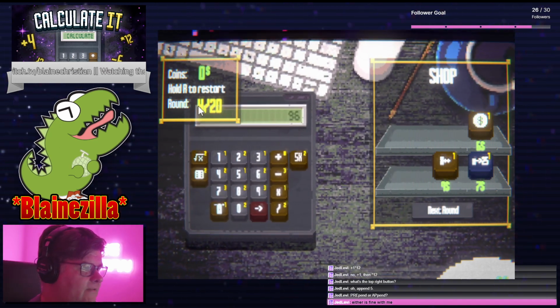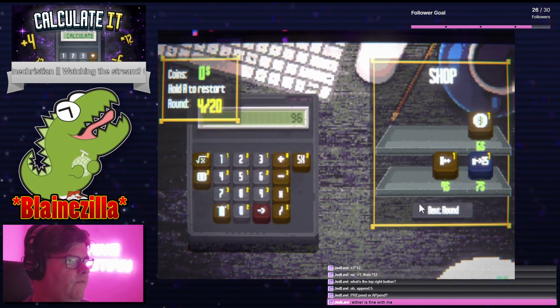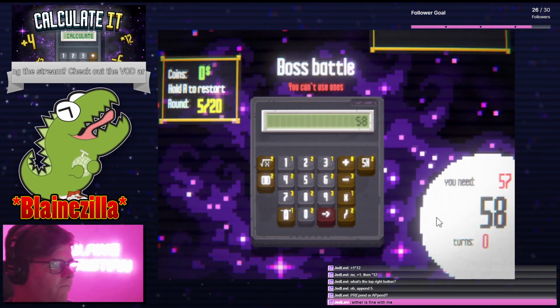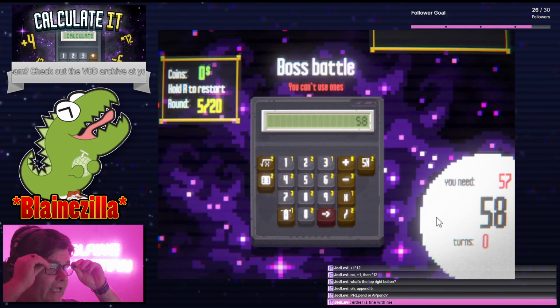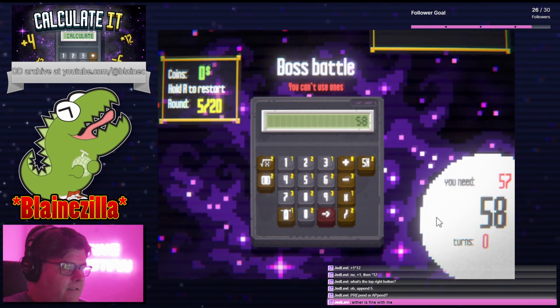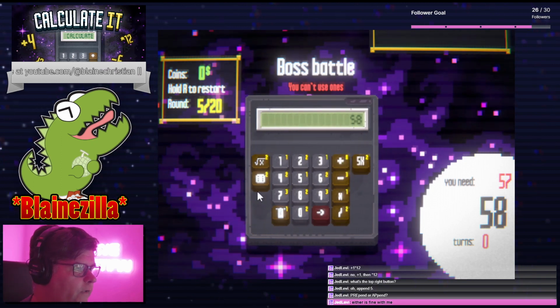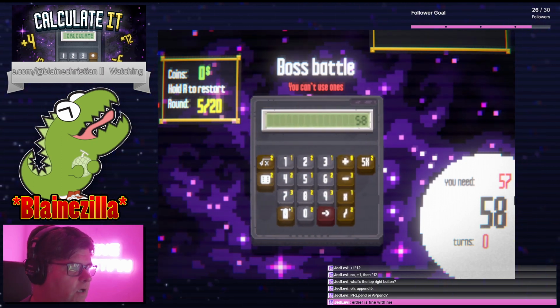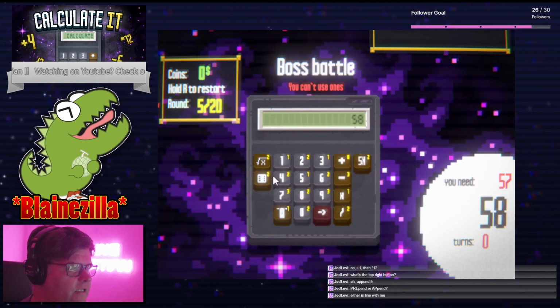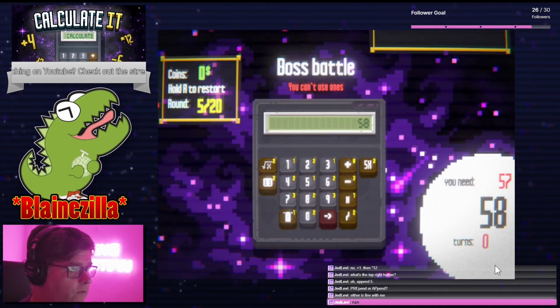Because I'd like to hit this 20. I'd love to hit 20. You can't use boss... Oh, hell. The bosses are here, and I can't use ones. So we can always do a reroll. I bet that would help us a lot. I'm guessing the hard counter is reroll. No, don't do it.